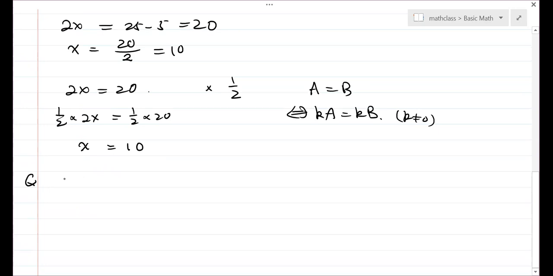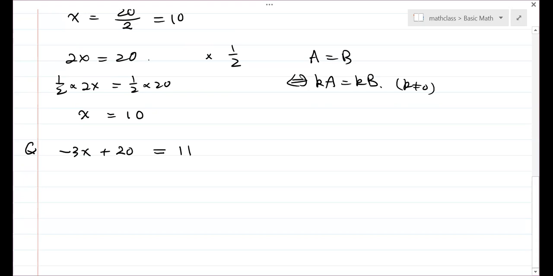We have negative 3x plus 20 equals 11. Okay. In order to solve the equation, we have to put the like terms on one side. There are only two types of terms here: constant and the term containing x. Those terms containing x are usually put on the left-hand side. Those terms containing just constants, with no x, we put on the right-hand side.